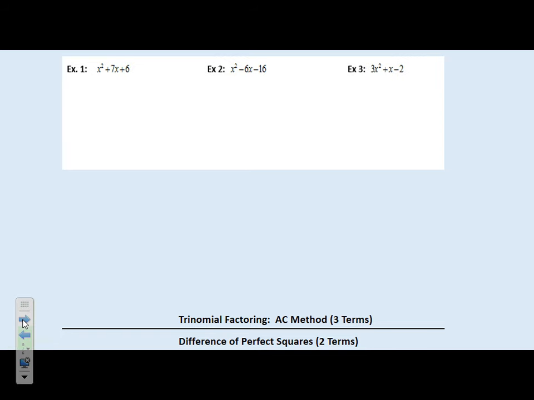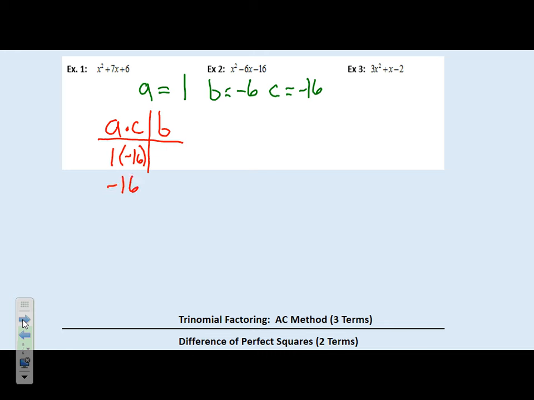Now we're going to work on example number 2. All right, same thing, you guys. I'm going to start with A equals 1, B equals negative 6, C equals negative 16. Set this up. I'm going to take A times C, and it has to add up to B. So I'm going to get 1 times negative 16, which is negative 16, and I need to come up with 2 factors that add up to negative 6.